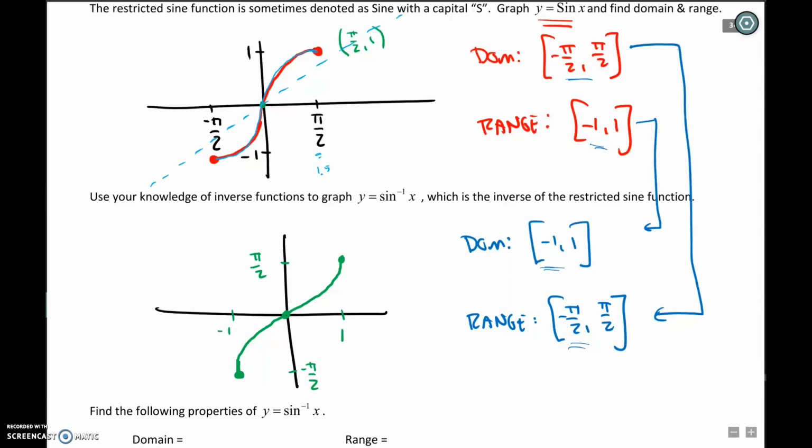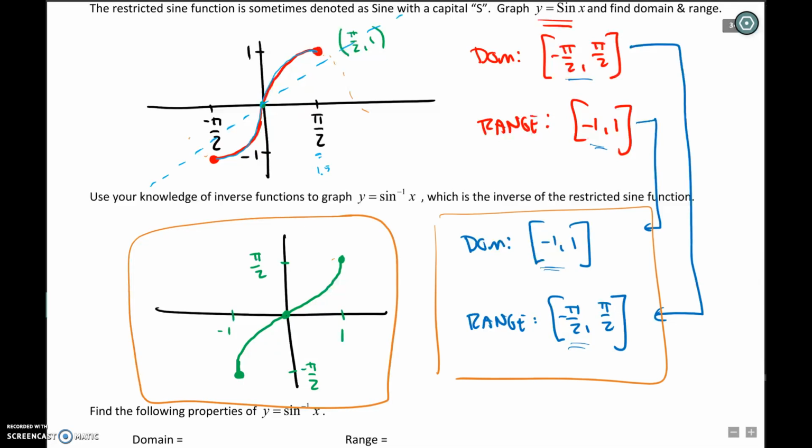In fact, if I were to do the unrestricted sine and reflect it, it would kind of look like the sine function on its side, if you will. But we don't want the entire thing. If I were to have this, it wouldn't be a function, right? It wouldn't be an inverse function. That's why we need to restrict the domain. So this is the inverse sine function, and this is the domain and range.